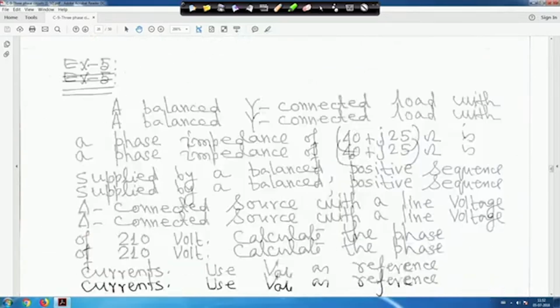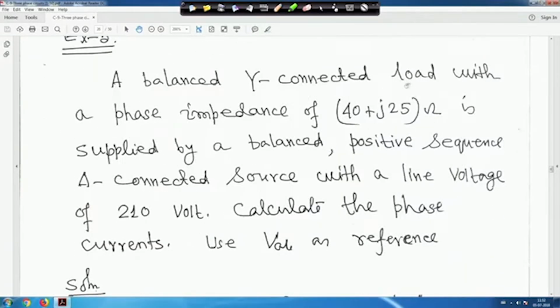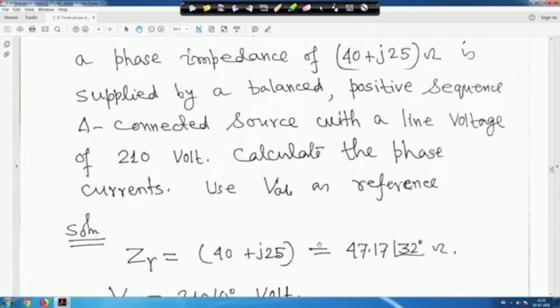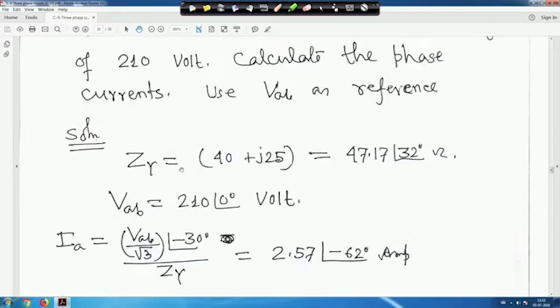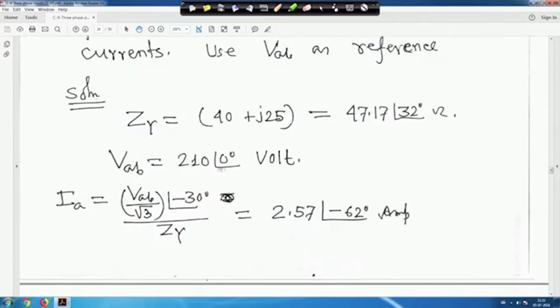So next, take one small example: a balanced star connected load with a phase impedance of 40 plus j25 ohm is supplied by a balanced positive sequence delta connected source. When you say positive sequence delta connected source, it means you take the ABC sequence. With a line voltage of 210 volt, calculate the phase current, using VAB as reference phasor. So ZY, the star connected impedance, is given as 40 plus j25, equal to 47.17 angle 32 degree ohm, and VAB is the reference voltage.